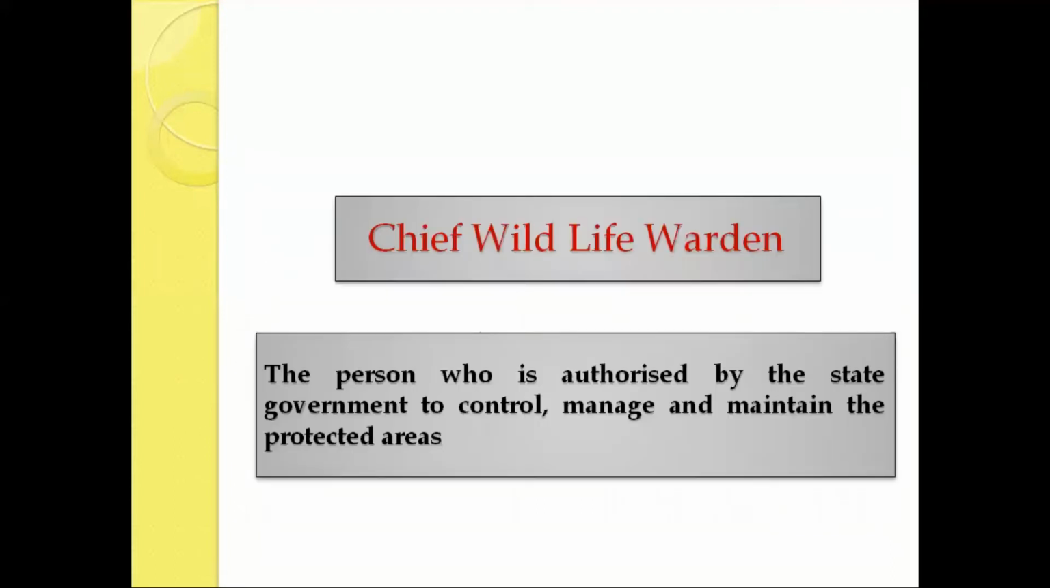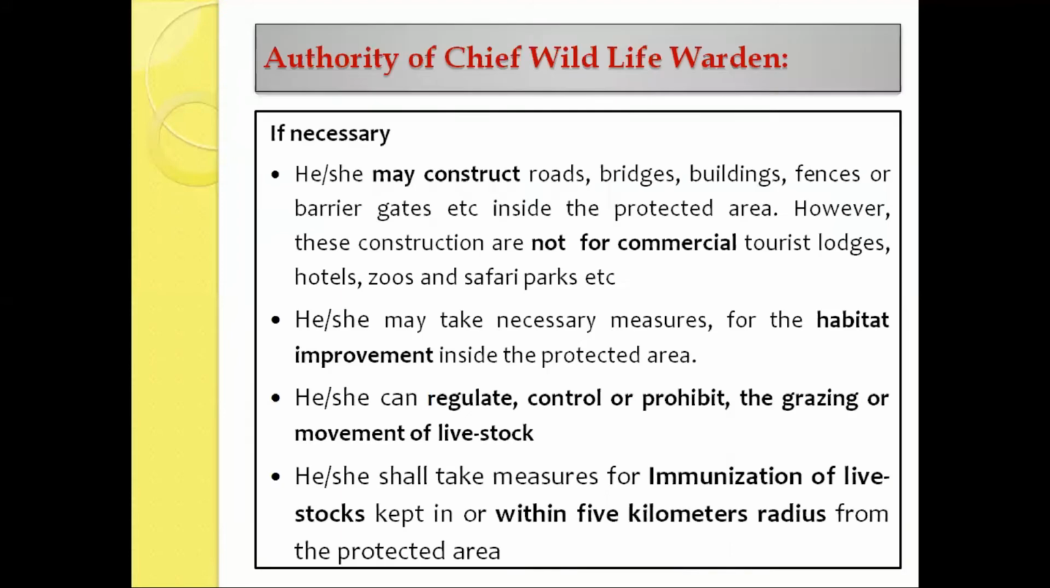Now, once the area has been declared as a national park or a wildlife sanctuary, the person who is authorized by the state government to control, manage, and maintain the national park or the wildlife sanctuaries is the chief wildlife warden. The authorities given to the chief wildlife warden are that he may construct roads, bridges, buildings, fences, or barrier gates inside the protected area. However, these constructions are not for commercial purposes.